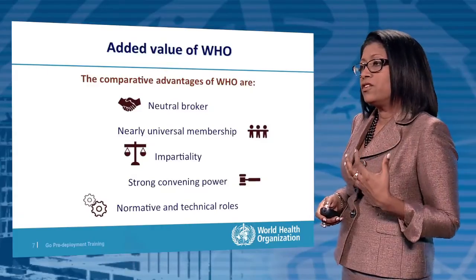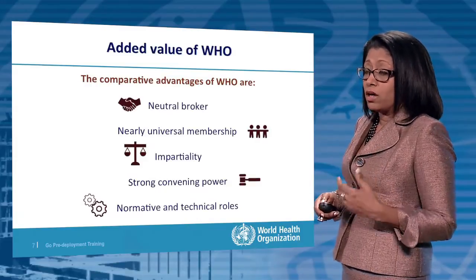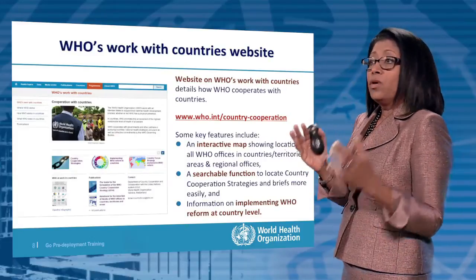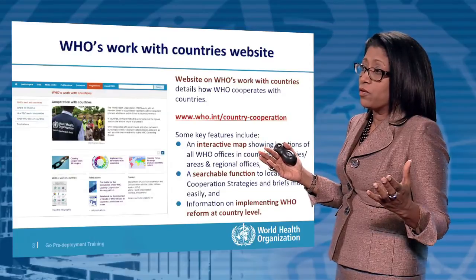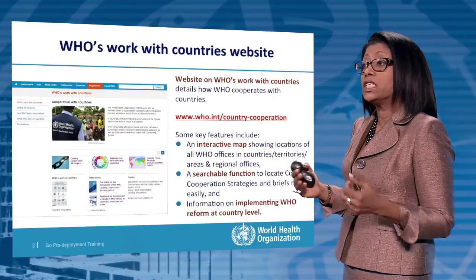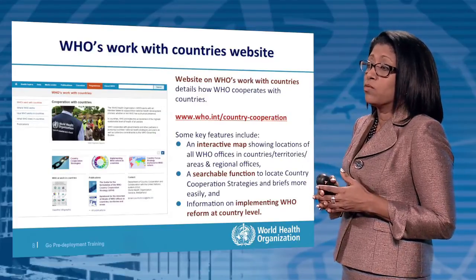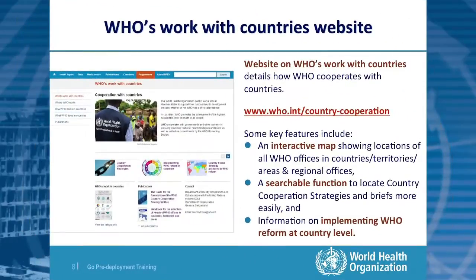So these are six comparative advantages of WHO that are present in all our work, but also in the Ebola response. We have presence in more than 150 countries around the world with many more sub-offices, six regional offices, and of course our headquarters doing global work in Geneva, Switzerland. There's a lot of information on what we do in countries if you go to our website.